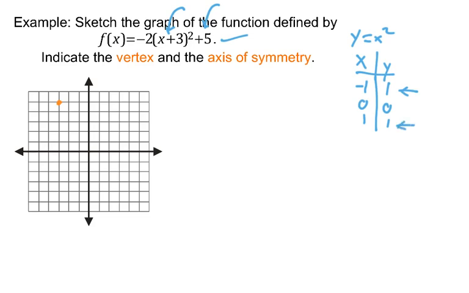This -2, though, is telling me that the graph reflects over the x-axis, so instead of a parabola opening up, it will open down, and there's a vertical stretch of 2, a factor of 2. So when I start at my origin, I won't go 1 unit left and 1 unit up, I'll go 1 unit left and 2 units down. Let me stay color coordinated here. 1 left, 2 down, and 1 unit right, 2 units down, and a parabola passing through those points.